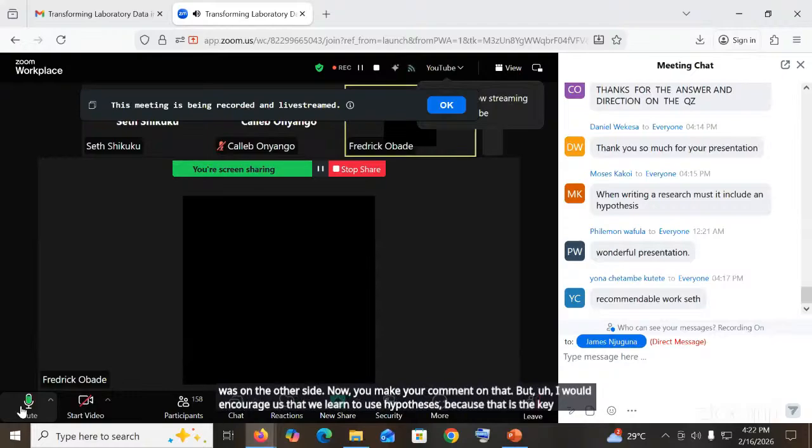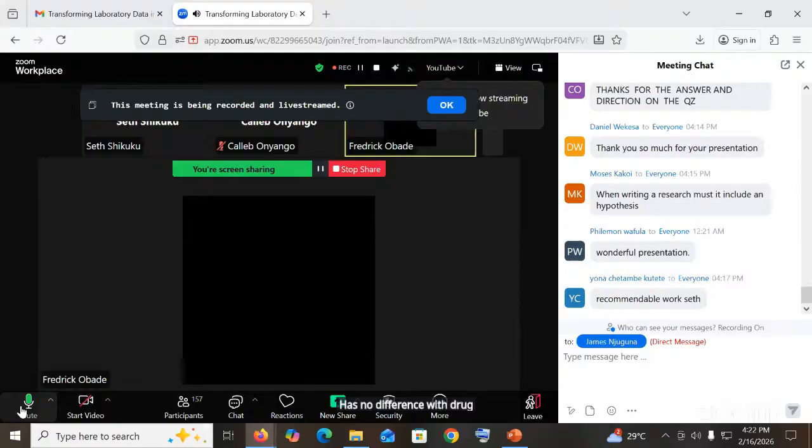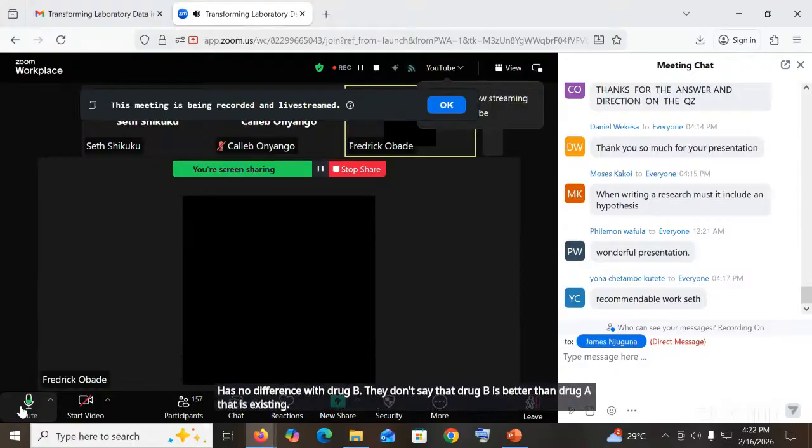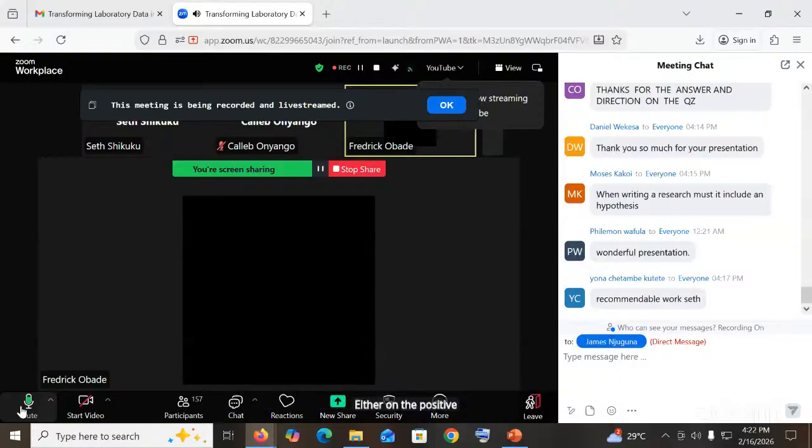Because in most cases, even in clinical trials, they will state a hypothesis that drug A has no difference from drug B. They don't say that drug B is better than drug A that is existing. You will say drug A has no difference from drug B. Then when you get the difference, you say there is a difference, either on the positive side or on the negative side. Yeah, and back to you, Fred.